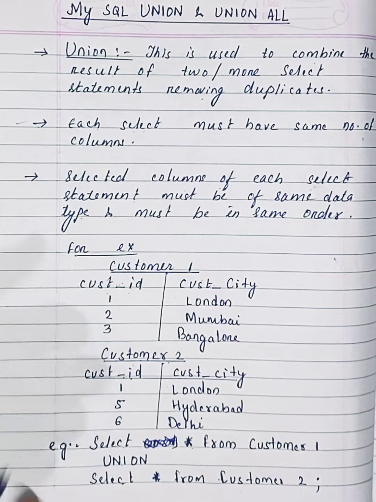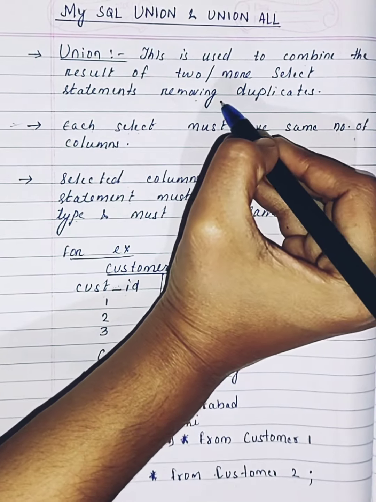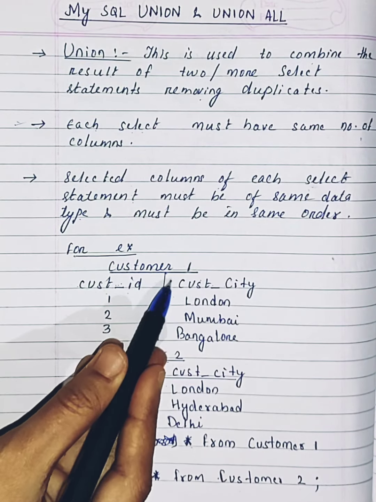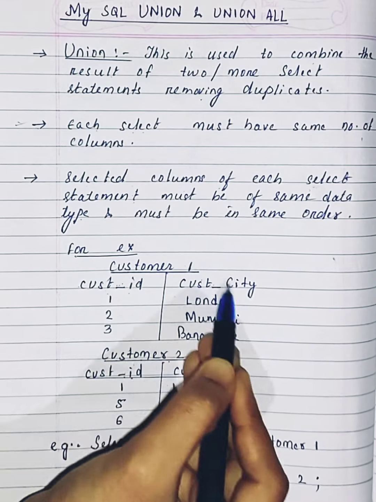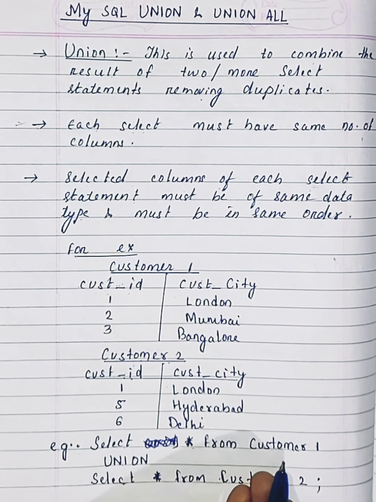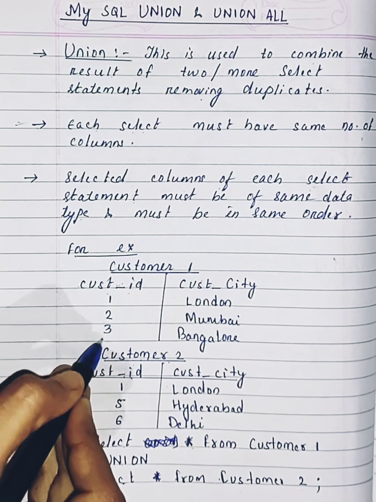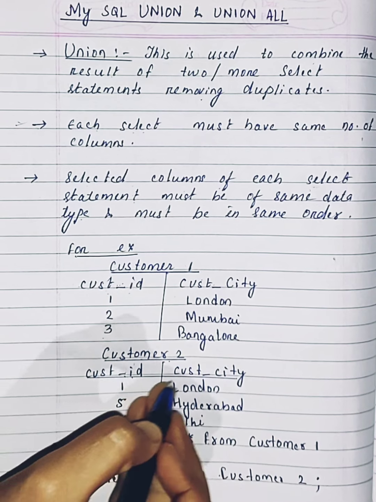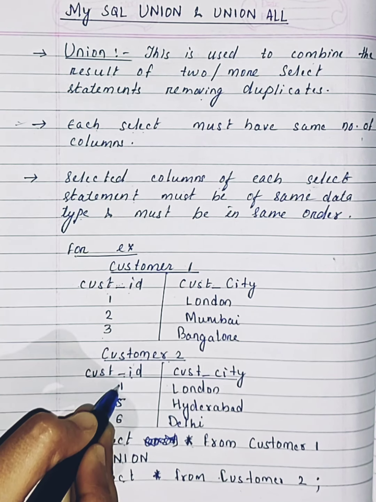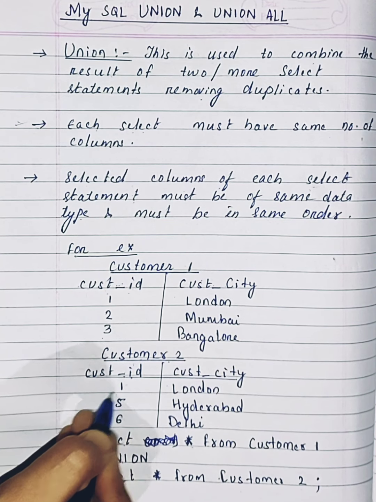Now after satisfying these conditions, it will simply remove the duplicates. For example, from customer 1, this will display this table itself, because we are writing select asterisk from customer 1, meaning it will simply display the whole table. Here in the cust ID column 1 2 3 is there, and the second select will also display the whole table, where 1 5 6 is there. So 1 is repeated 2 times, so union will simply discard this one.